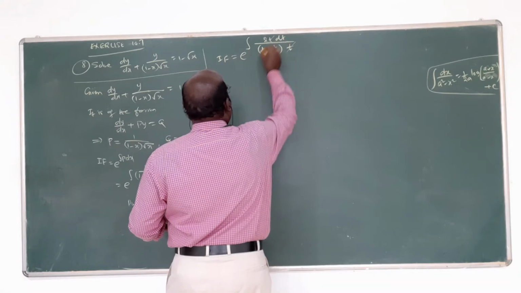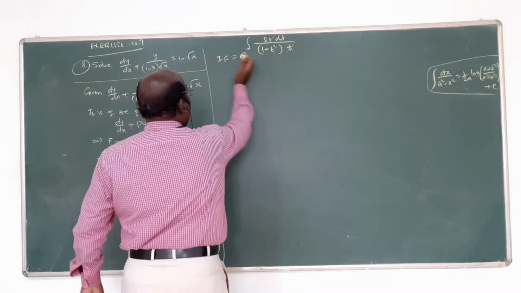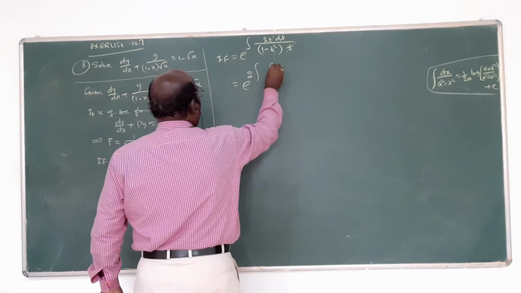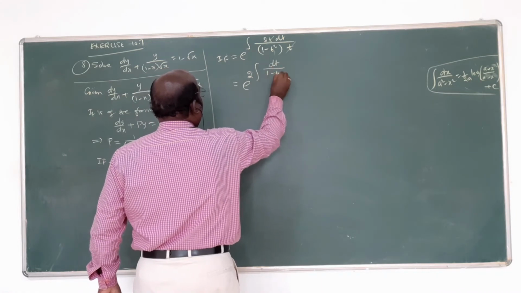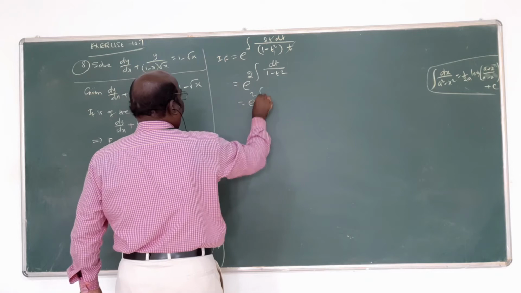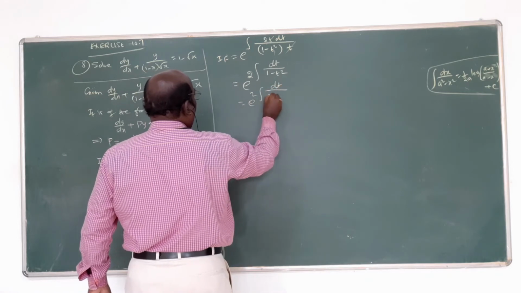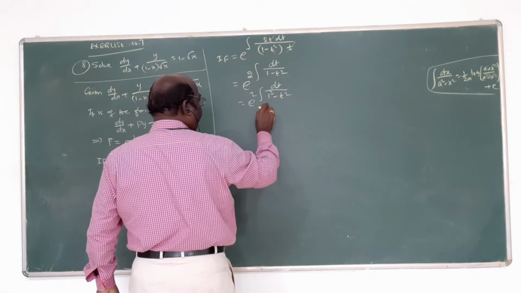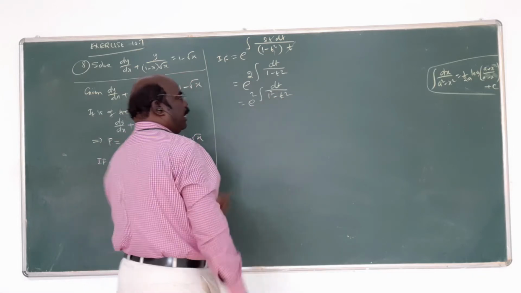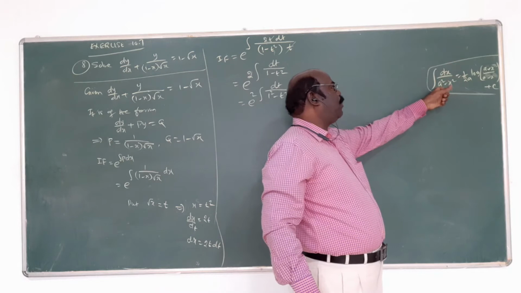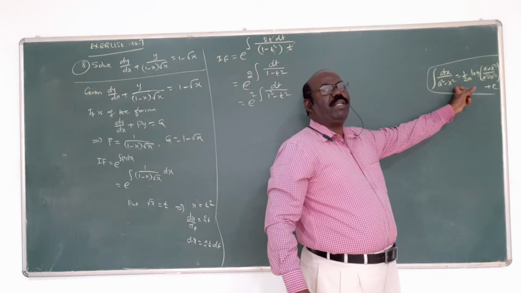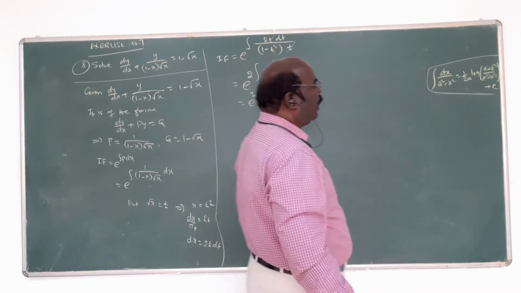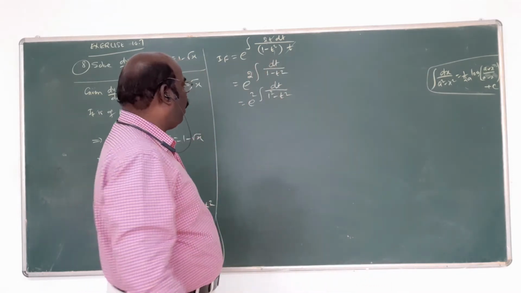Let it be cancelled. e power 2 is constant. Integration of only dt by 1 minus t square, e power 2 into dt by 1 square minus t square. That is a square minus x square. It is of the form dx by a square minus x square. What is the formula? 1 by 2a log of a plus x divided by a minus x.